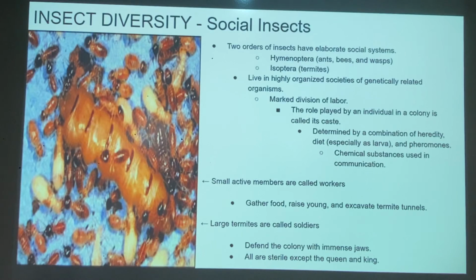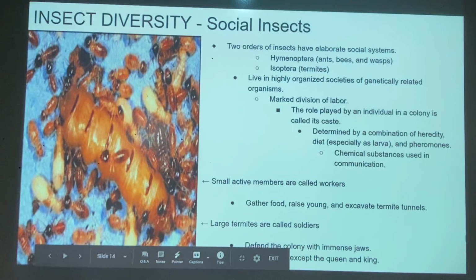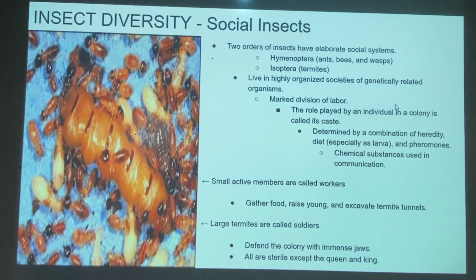And so you'll have small active workers, like these guys here, that are going to gather food, raise young, and excavate tunnels. So this in particular is a termite. But then the larger termites are called soldiers, and they're going to defend the colony with immense jaws, and they are all sterile except the king and the queen.